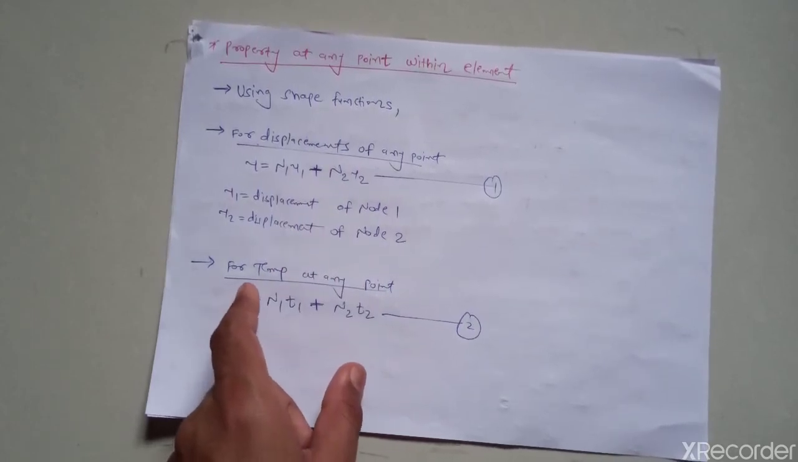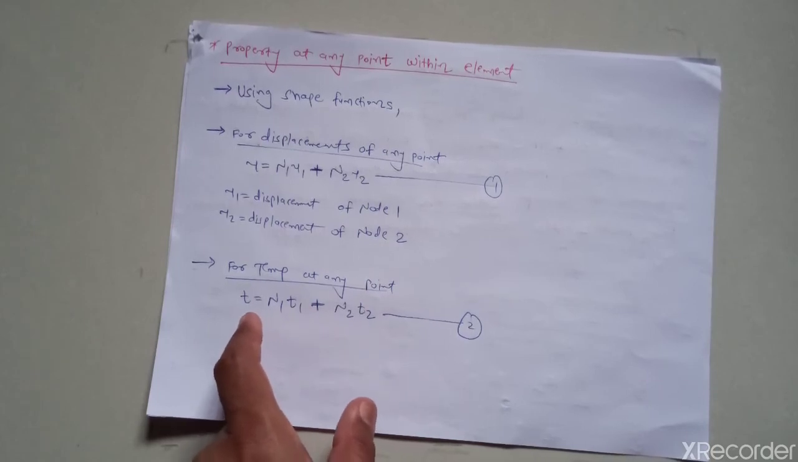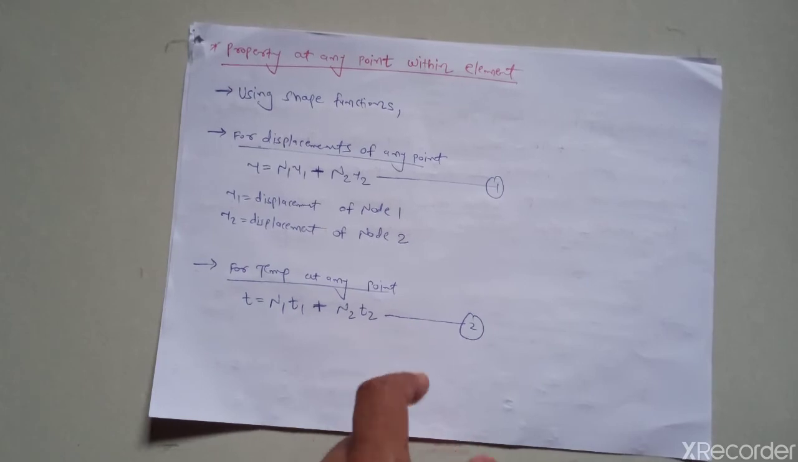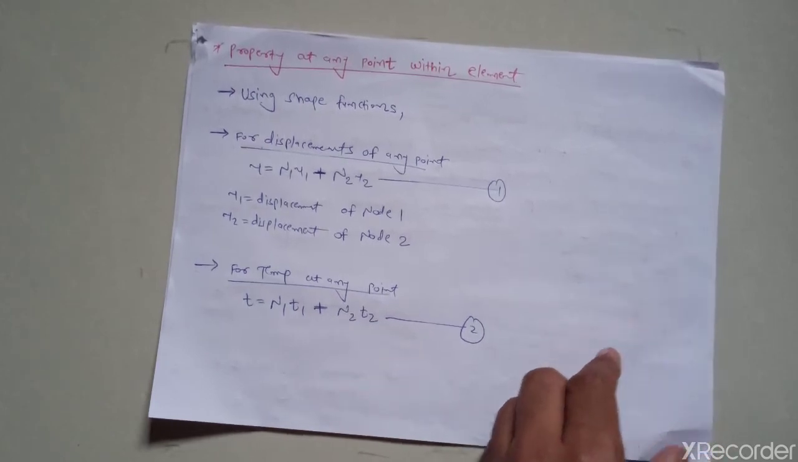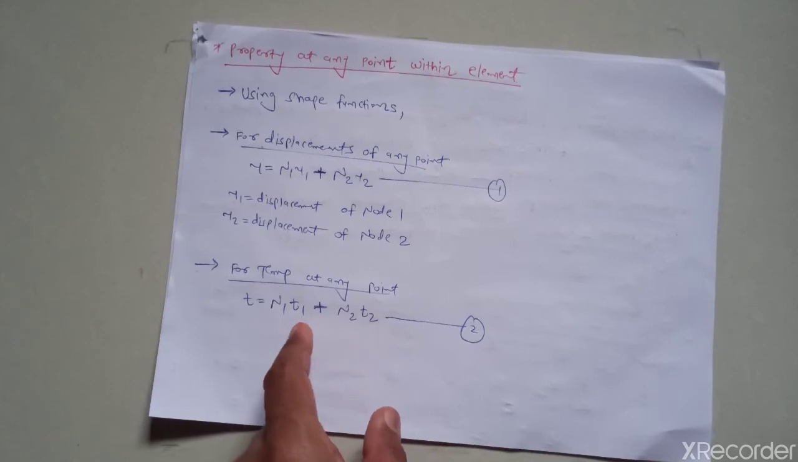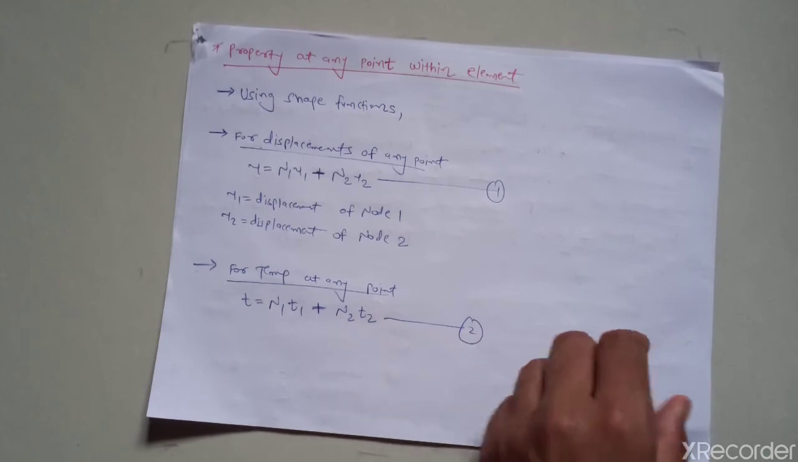Similarly, if we want to find the temperature at any point, then the temperature is found by N1 T1 plus N2 T2, where N1 and N2 are shape functions and T1 is the temperature at node 1 and T2 is the temperature at node 2.